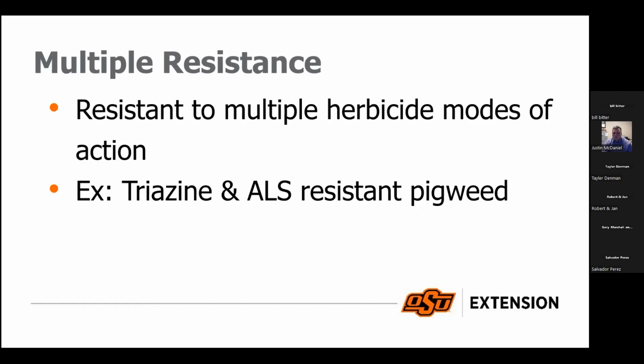Multiple resistance, on the other hand, is resistance to multiple herbicide modes of action. For example, pigweed being resistant to triazine and also the ALS herbicides. A lot of times what you see here is you'll have a herbicide that worked, say triazine that you've used for a long time. Then you start seeing a resistant pigweed population, so you decide to switch your herbicide to an ALS herbicide. Then you use that for an extended period of time, which can again cause resistance to multiple herbicide modes of action.